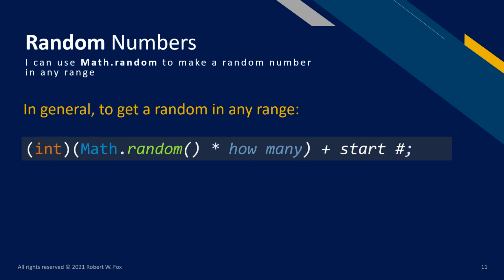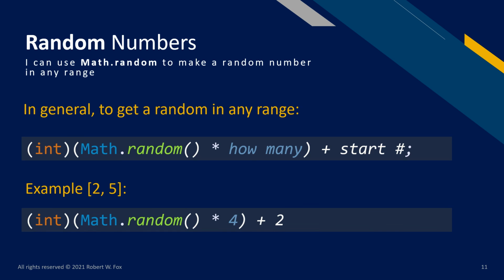Here's a general pattern showing you how to get a random number in any range. Basically, we start with math.random. We multiply by how many possible values we want. For example, if you wanted 10 possible random numbers, you would multiply by 10. If you wanted only 3 possible random numbers, you would multiply by 3. Of course, we typecast that to an int, and at the end, we add the number that we want to start with. So let's see an example.